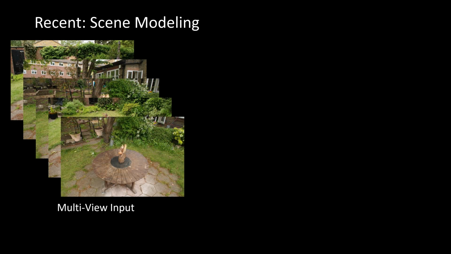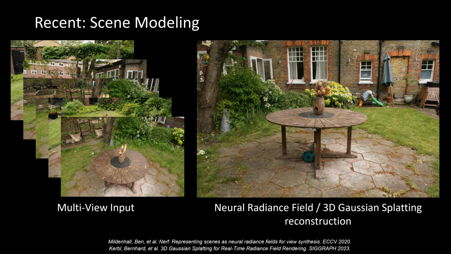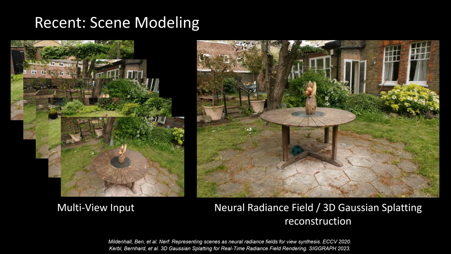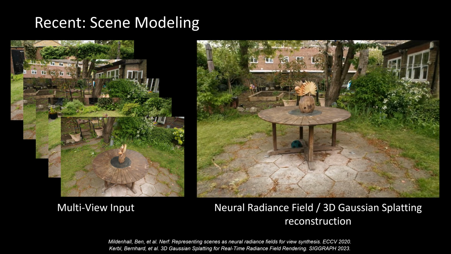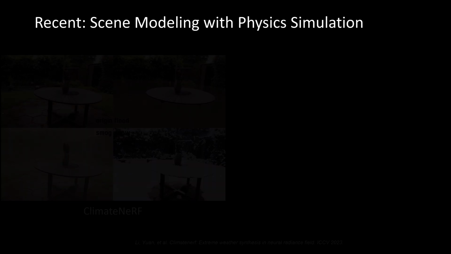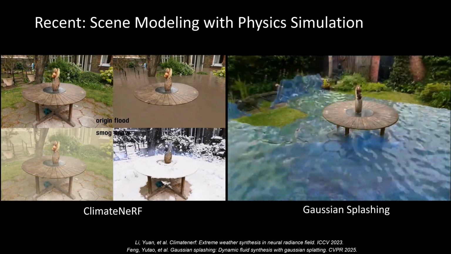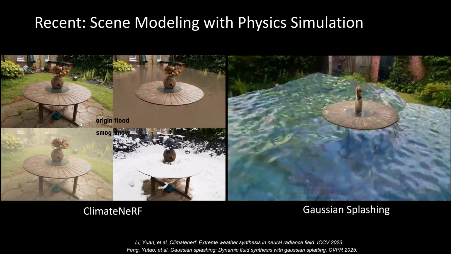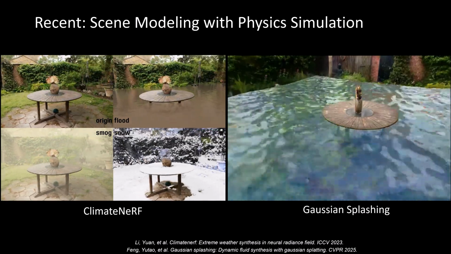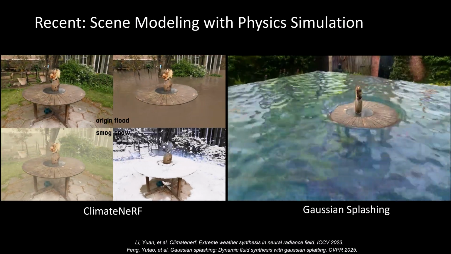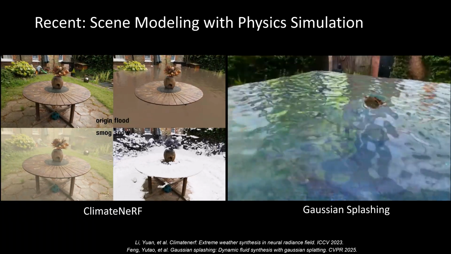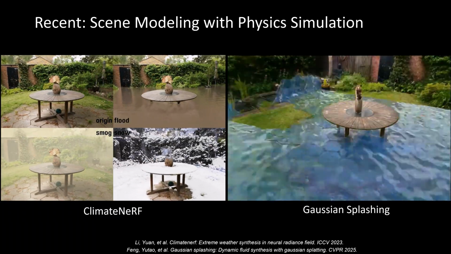Recently, scene modeling has seen rapid progress. Given multi-view images, NeRF and 3D Gaussian splatting can reconstruct photorealistic scenes. Building on this, climate NeRF and Gaussian splashing combine scene modeling with physics-based weather and fluid simulation, but the former models only static weather, while the latter uses inefficient particle simulation, making both unsuitable for dynamic and efficient rain synthesis.